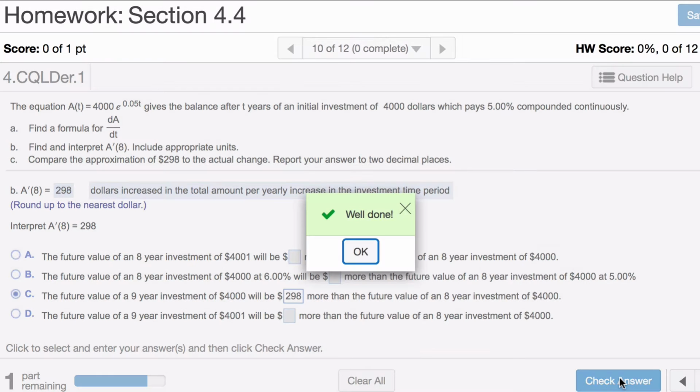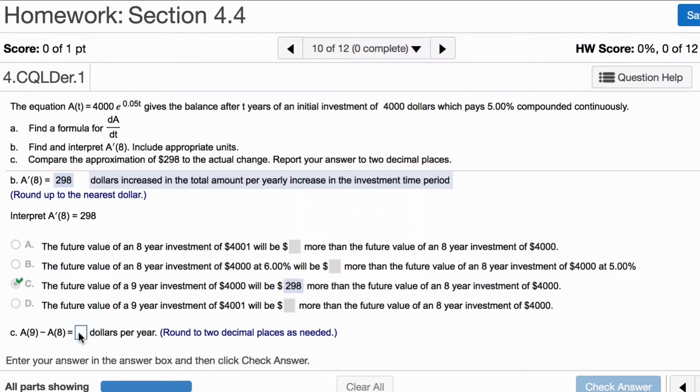So let's check the answer. Hopefully it's correct. Yep, it is correct. Good, well done. Okay, now the next step is, this is similar to your group project, I think, number 1. We are comparing the exact cost, the exact increase of the investment, versus the approximate. So the derivative gives us an approximation.